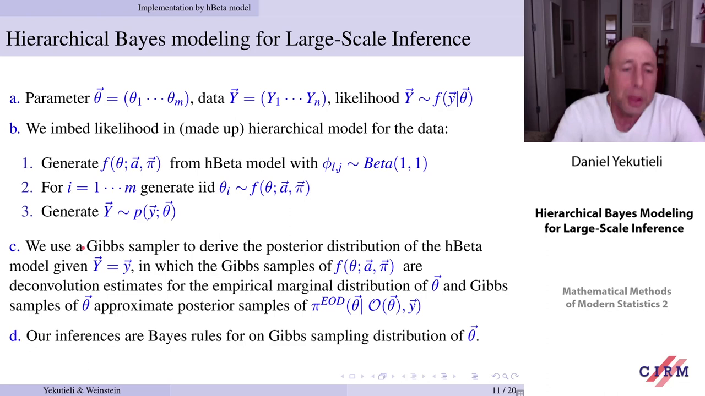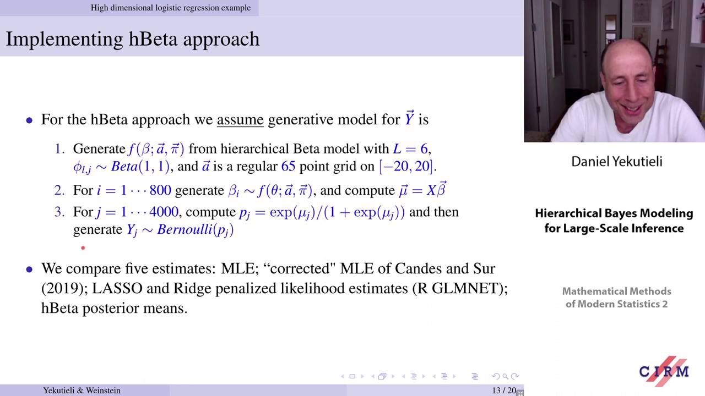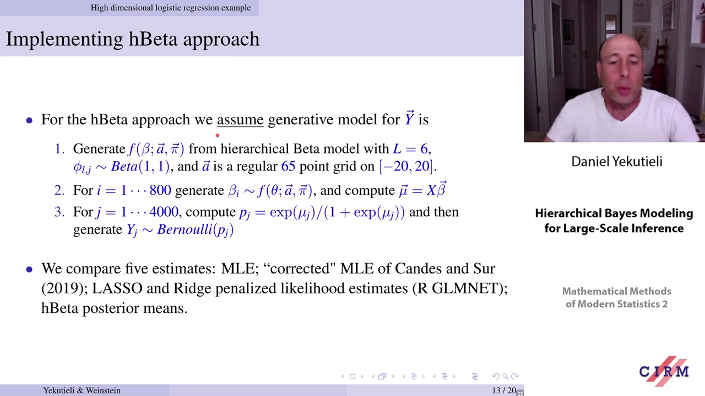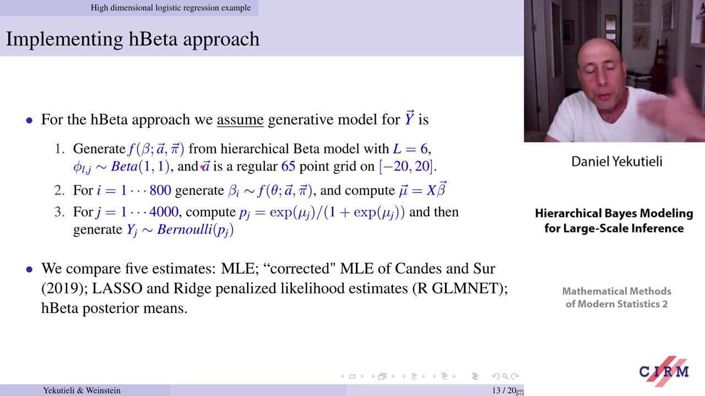Sorry about that, I went the wrong way. Okay, this is how we implement our H-beta approach. For the H-beta approach, we assume, which of course is not true, just in order to apply the approach, that the generative model for Y is as follows. We generate F from a hierarchical beta model with six levels. These phis are initially beta 1-1, and A is just a regular grid with 65 points from minus 20 to 20.